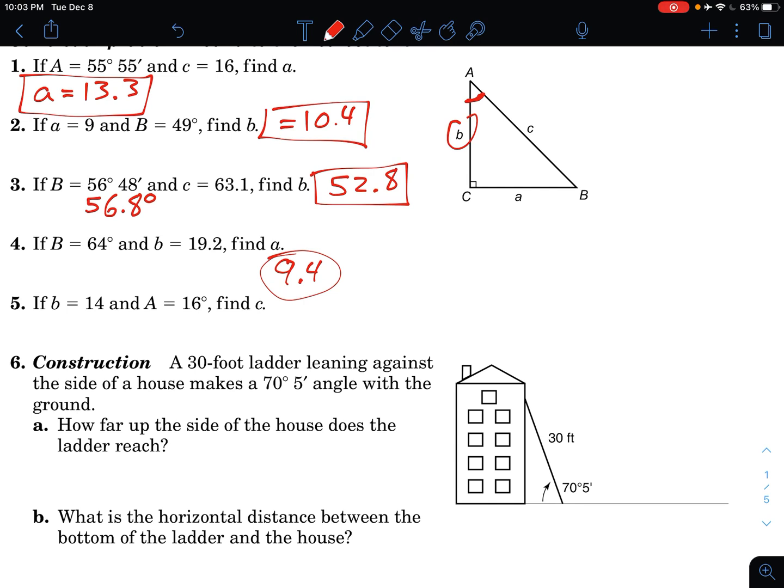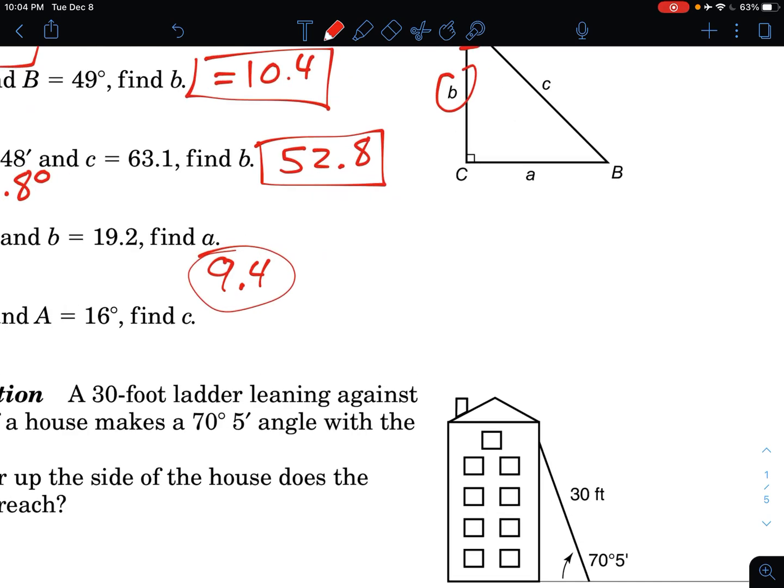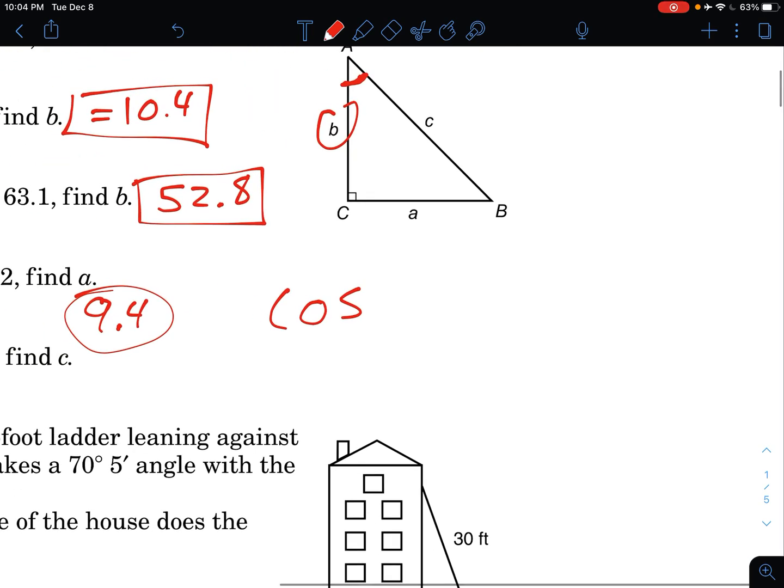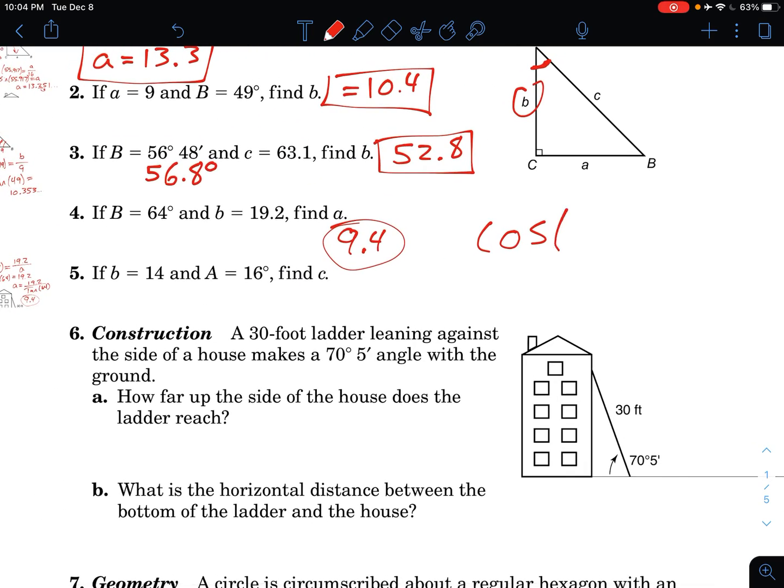So which function uses adjacent, excuse me, did I say opposite? I meant hypotenuse. So which trig function is going to use the adjacent side and the hypotenuse? Adjacent and hypotenuse. What do you say, class? Very good. Cosine. So SOHCAHTOA gives us CAH, for cosine. So the cosine theta in this case is 16.